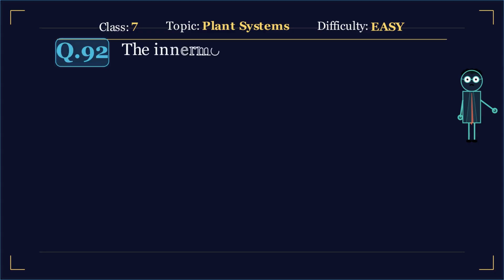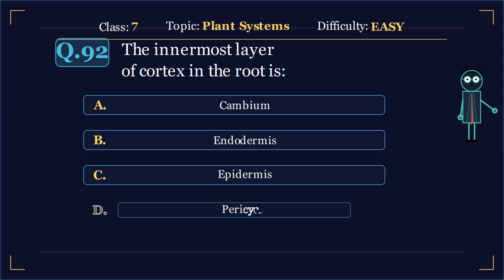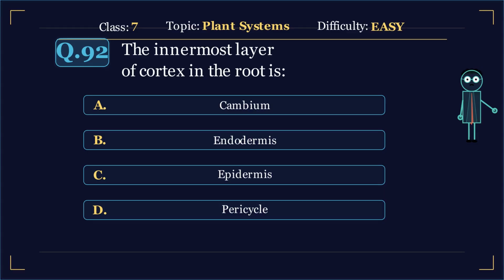Question 92. The innermost layer of cortex in the root is: Option A, cambium. Option B, endodermis. Option C, epidermis. Option D, pericycle. The correct answer is option B.